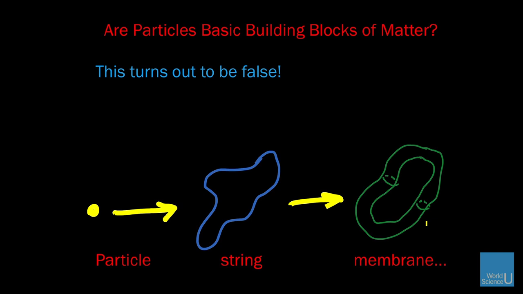But as I already discussed in the context of string theory, we know that particles are replaced by extended objects like strings, or even like membranes. So we already know one principle had to go. The basic building blocks of matter are not point particles. That's the first absolute thing which is gone.